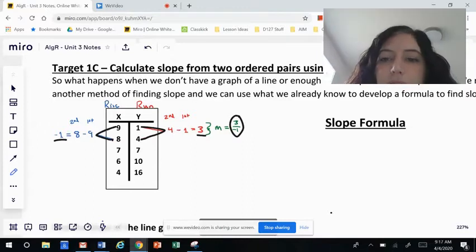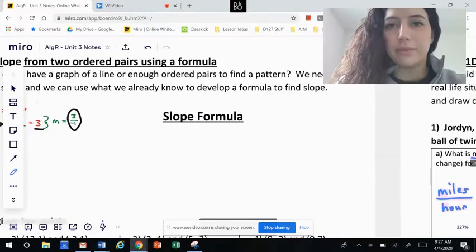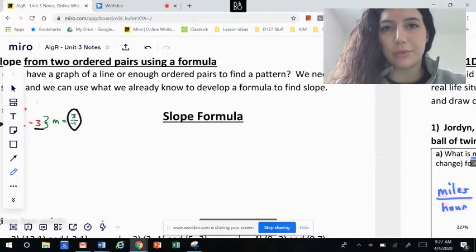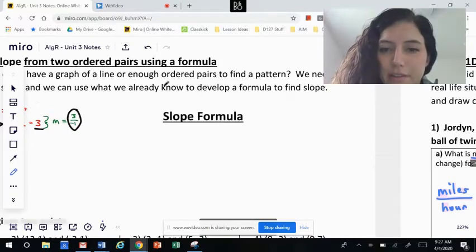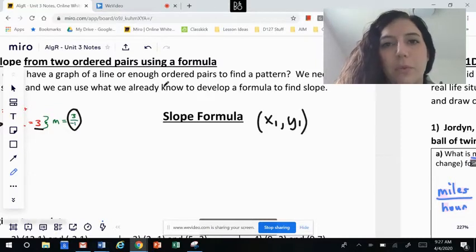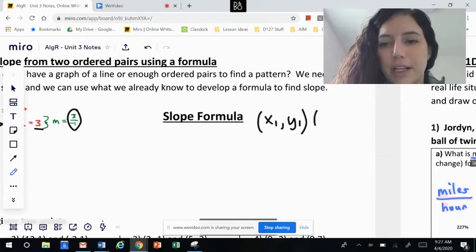So what does that mean for our slope formula? If we are given 2 ordered pairs, we're going to start by labeling those ordered pairs. X1, comma, Y1. So that's your first ordered pair. That's what the 1 means, and next to those letters, X and Y there. And your second ordered pair will be X2, comma, Y2.